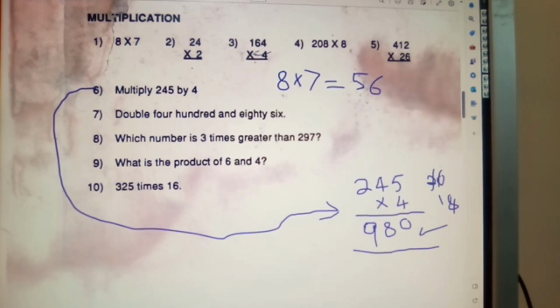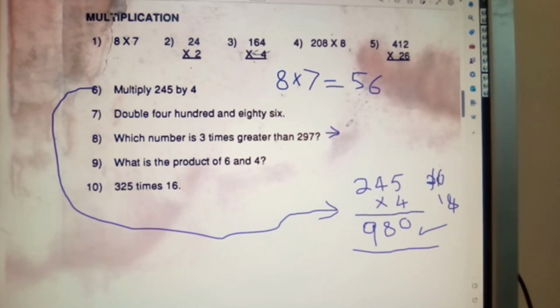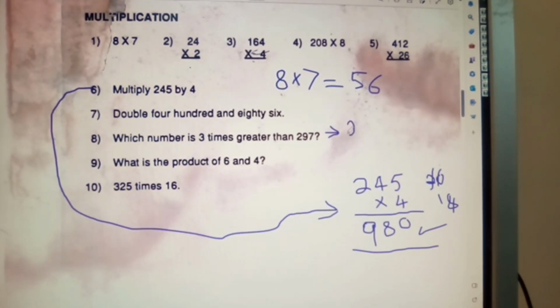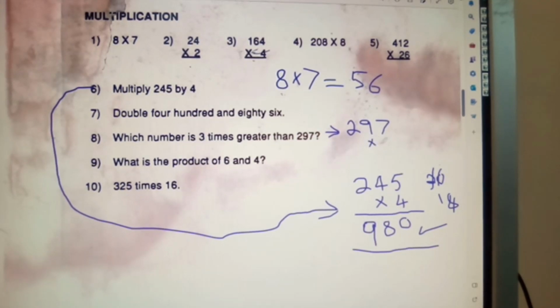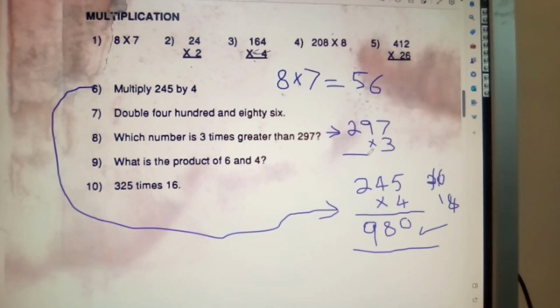Which number is 3 times greater than 297? So you will multiply that 297. You multiply that by, so you take 297 times 3. Okay, and that's what you would do with that. That's how you would solve that one. Okay.